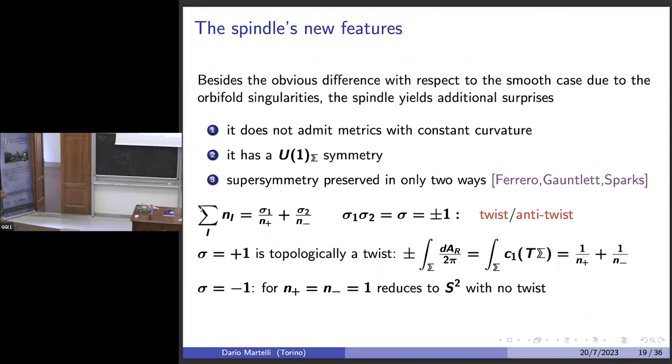So besides the obvious difference with respect to the previous case, let's take as reference the smooth two-sphere. Of course, there are orbifold singularities, but there are also some other features which play an important role. For example, this metric cannot ever have constant curvature, because of the two different conical deficit angles at the two poles. However, although it doesn't have an SU(2) symmetry, it still has a U(1) symmetry for rotation along the axis. And this is a comment about supersymmetry, which I'm skipping through today, but it is preserved in a new fashion, which generalizes the way in which it was preserved before.